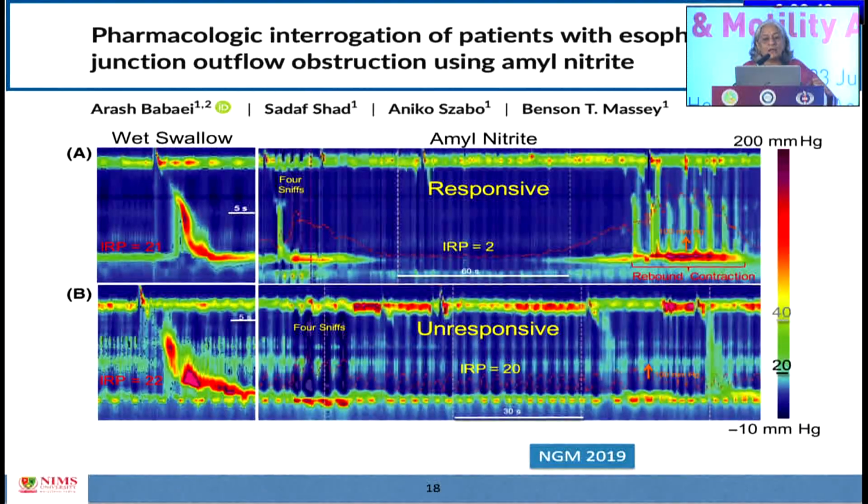So if there is an EGJ obstruction which you suspect, make sure that you do additional tests before you do anything else. This is a very elegant study done by Aresh Babai, and what they showed is that if you give amyl nitrate, patients who have a true obstruction or a pseudoachalasia or a mechanical obstruction will not respond to amyl nitrate. We don't use amyl nitrate, and this is the only group that continues to use it.